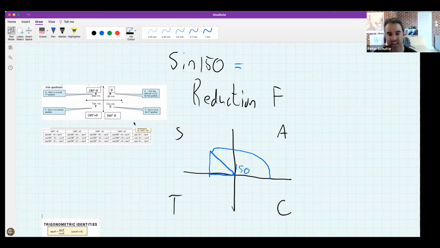I'd love to see in the chat, or if somebody would like to raise their hand, what is the sine of 150 the same as? Using what's called the reduction formula. Tandoleti has an idea. Okay, Tandoleti, let's go to you. What do you think?